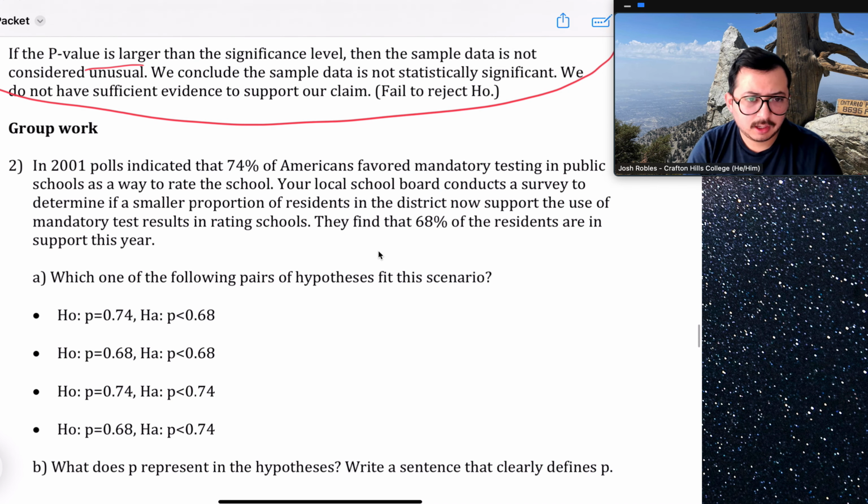Okay, so in 2001, 74% of Americans favored testing in public schools as a way to rate the school. Your local school board conducts a survey to determine if a smaller proportion of residents in the district now support the use of mandatory testing in rating schools, 68%. So 68% is definitely less than 74. We were thinking it's smaller, so things are making sense. Okay, so what are the correct hypotheses?